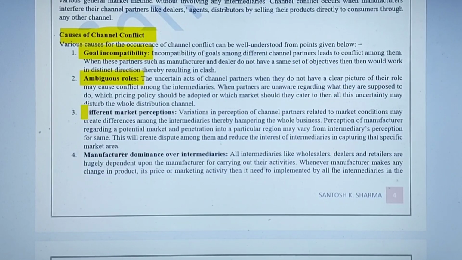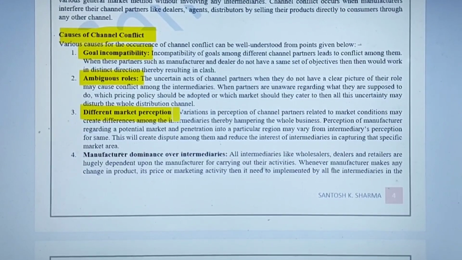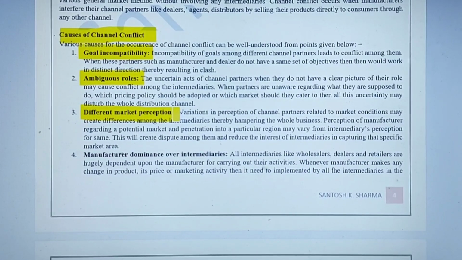The third one is different market perceptions. Different dealers, different middlemen, different intermediaries, they have different perception about the market, about the consumer taste and preferences. So accordingly, they usually and easily come in conflict with one another.